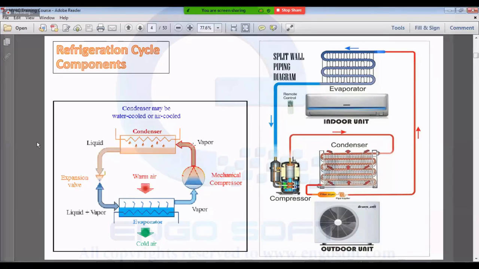The hot vapor now is hotter than the environment. It will be at 80 degrees or 70 degrees. So 70 degrees is greater than the outside, which is at 46, right? So we can easily reject the heat to the outdoors.